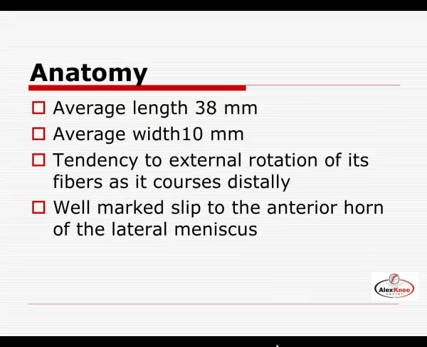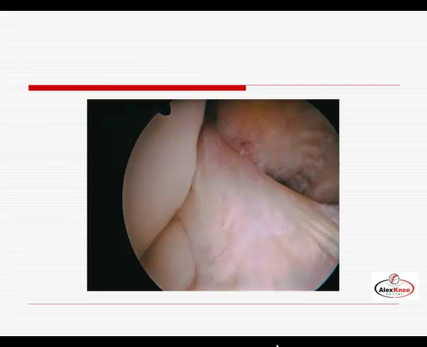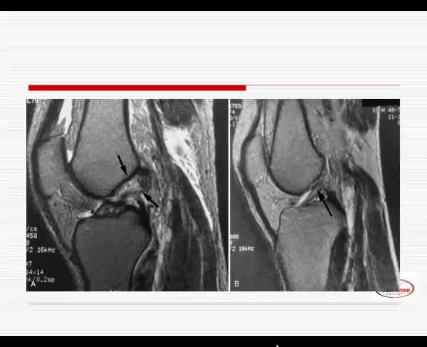Some anatomic facts: the average length of the anterior cruciate ligament is 3.5 centimeters, and its width is around 1 centimeter. It has a tendency to external rotation of its fibers as it courses distally, and it's important to know that it has a well-marked slip of connection to the anterior horn of the lateral meniscus. See this picture, there is a well demarcated slip that connects the anterior cruciate ligament to the anterior horn of the lateral meniscus.